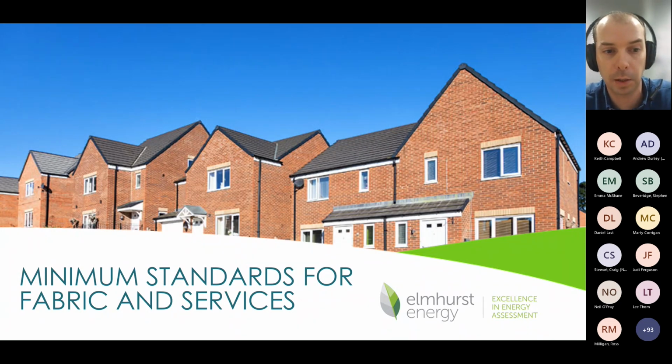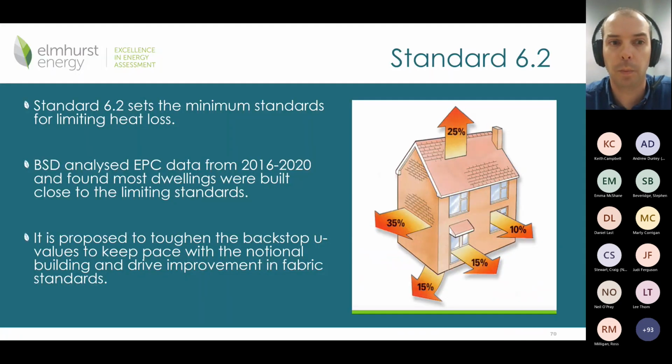So we've finished standards 6.1 and we'll move on to minimum standards of fabric and services, which is standard 6.2 onwards. So we've looked a lot at minimum U values already, but 6.2 sets the absolute upper limit or limiting heat loss standards for our thermal elements.